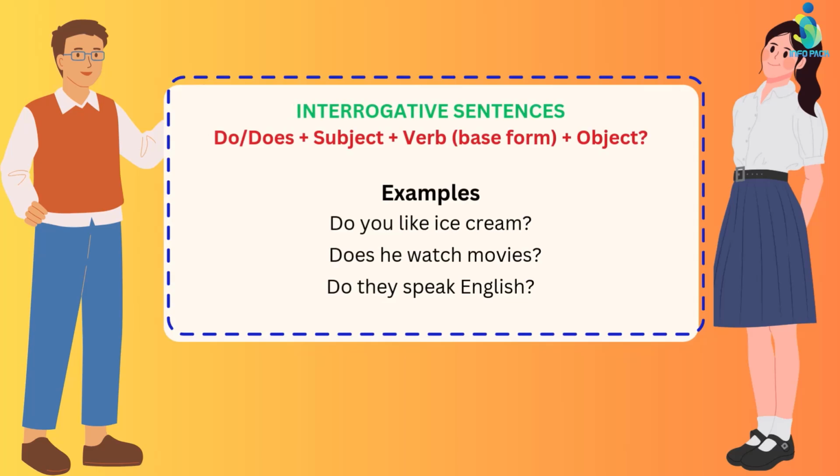Interrogative sentences: do or does, plus subject plus verb base form, plus object. Examples are, do you like ice cream? Does he watch movies? Do they speak English?